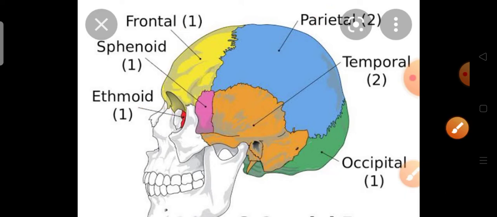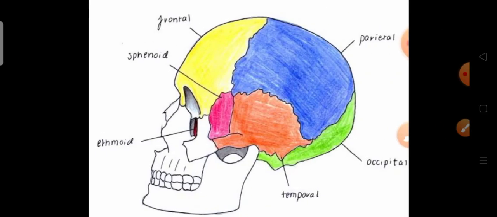So this is a scheme. By observing the picture we can easily draw and easily write the notes also. If you write a diagram, it's well and good, you will get nice marks also. So once again, these are the frontal bone, sphenoid bone, ethmoid bone, parietal bone, temporal bones, occipital bone. It's clear. Okay, so this is the first question answer.